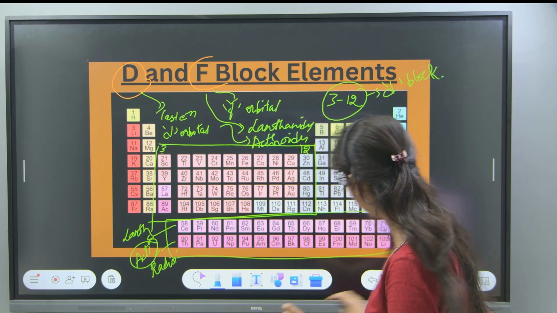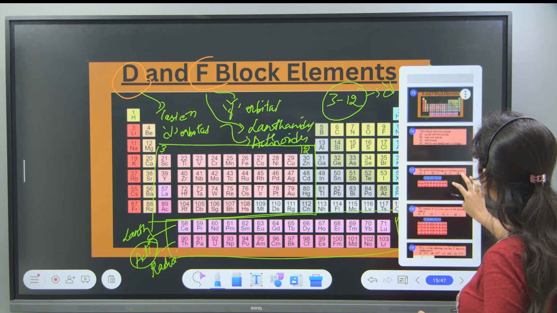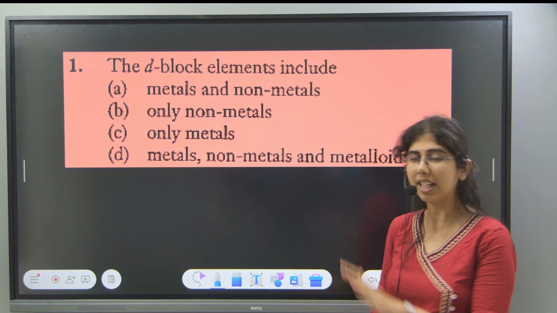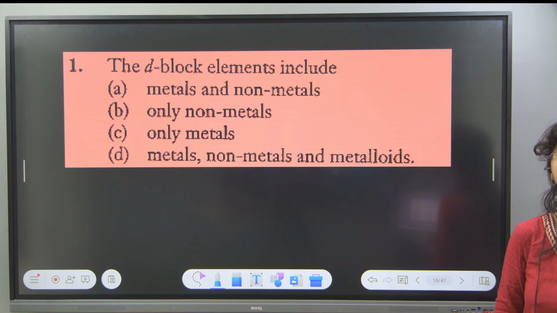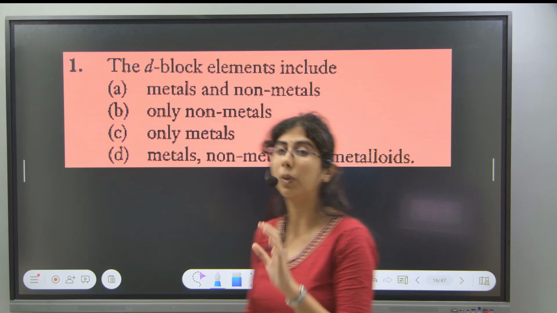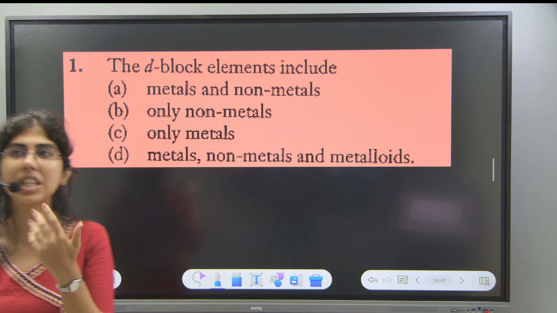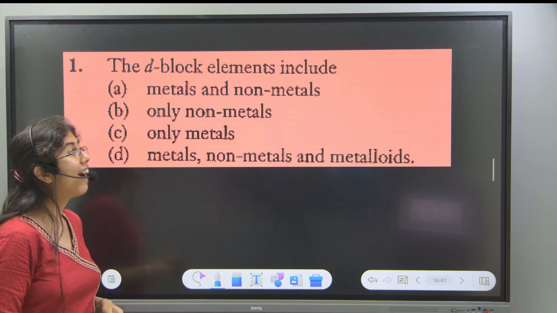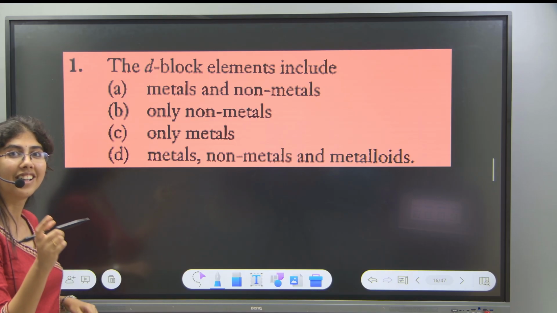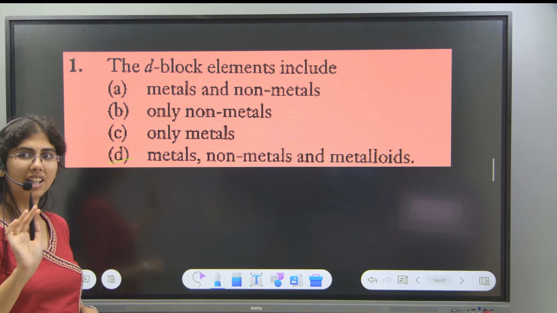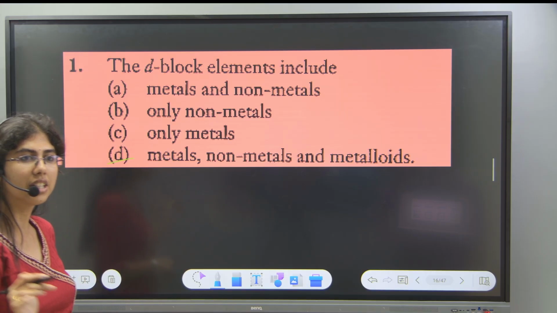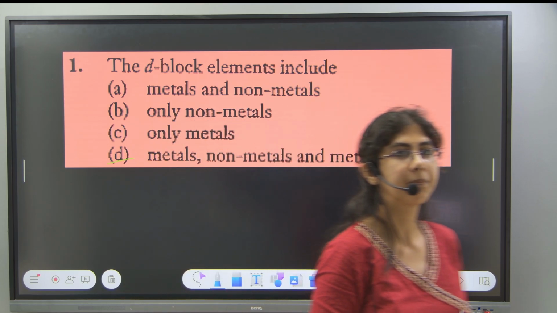Now let's see how quickly you will start answering these questions. Very, very easy questions, students. D and F block elements is actually a very easy chapter. Answer this question quickly. Option D. Any other answer? Be quick.